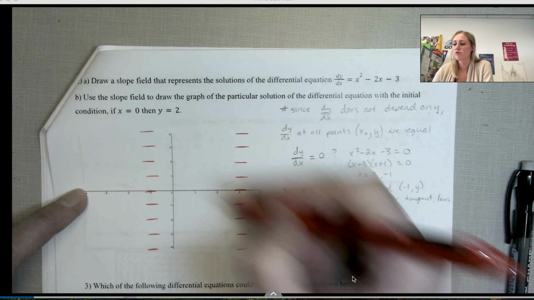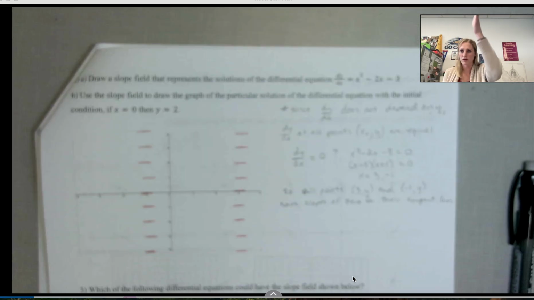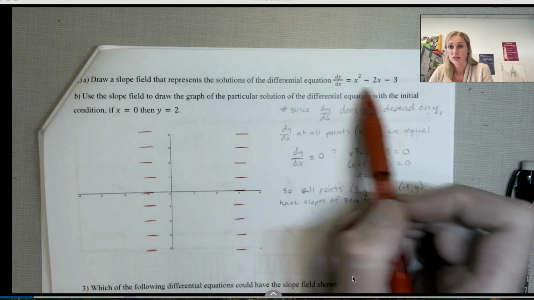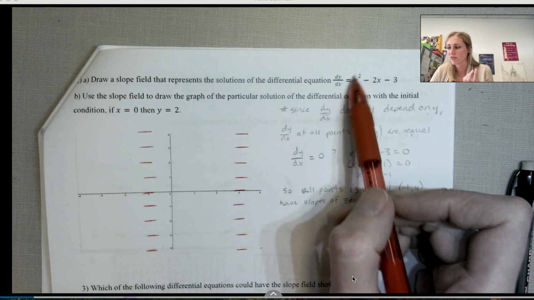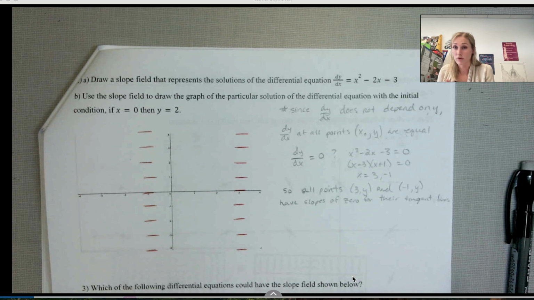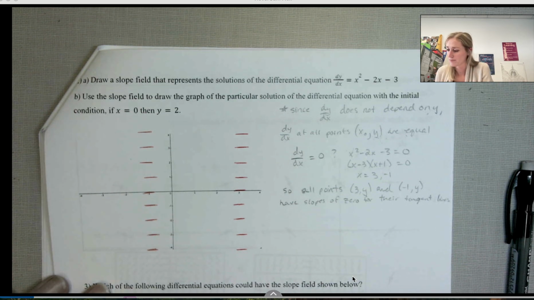Okay, so if you ever see this in a slope field, where along the same vertical line they have the same slope, that means dy dx did not depend on y. We can do the same thing horizontally. If you have the same slope across the horizontal, the dy dx did not depend on x, okay? Also, dy dx for this particular problem is never undefined, right? This is defined for all reals. So we don't have any vertical tangent lines for this function.